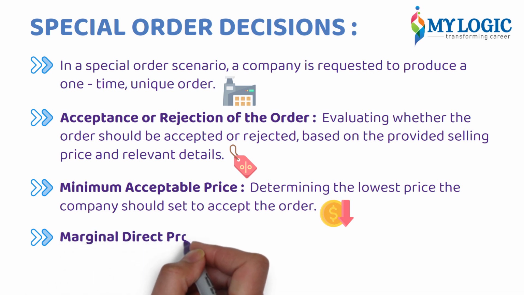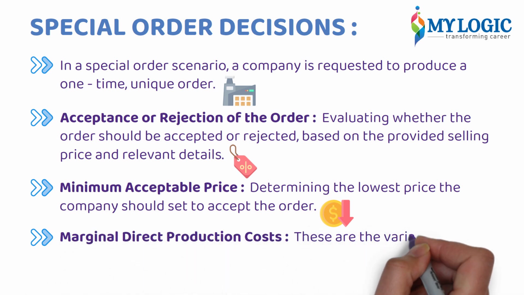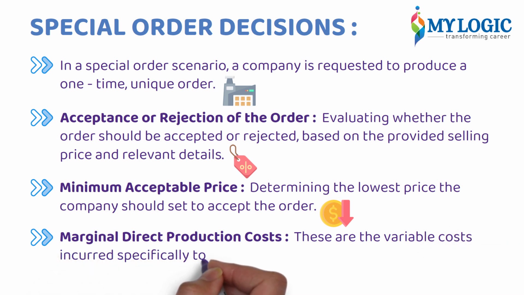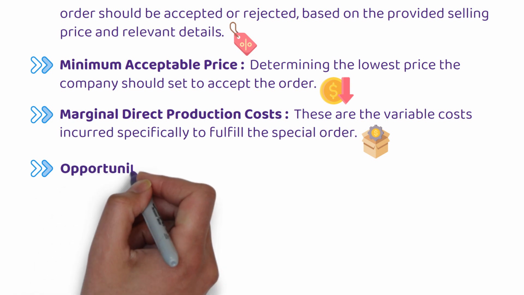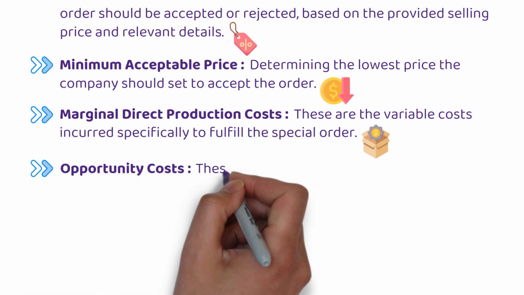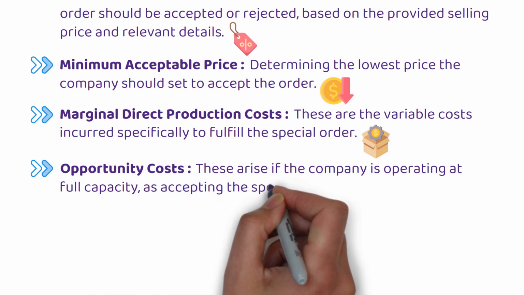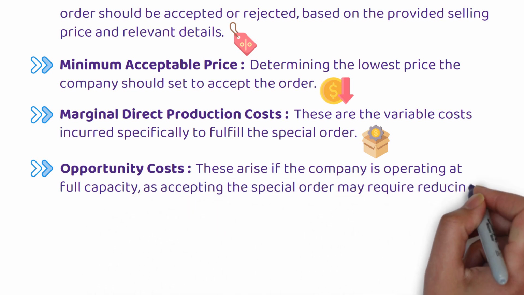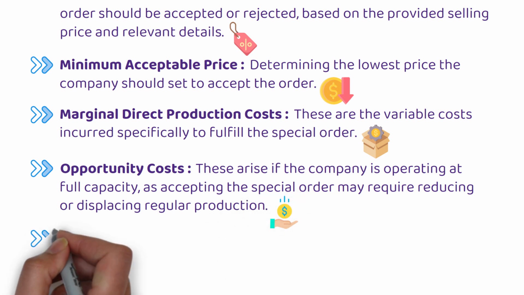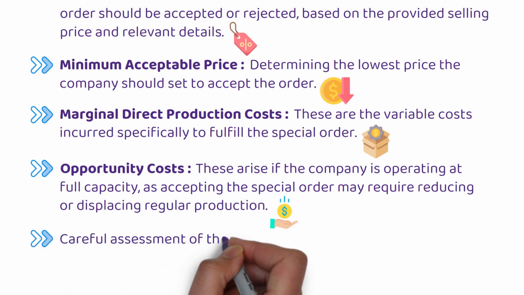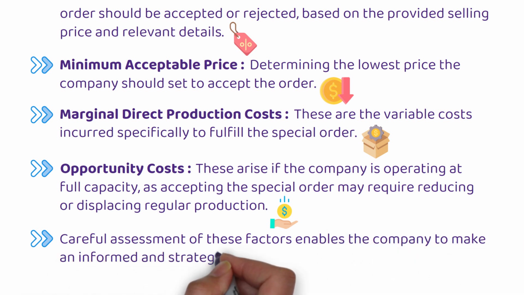Marginal direct production costs. These are the variable costs incurred specifically to fulfill the special order. Opportunity costs. These arise if the company is operating at full capacity, as accepting the special order may require reducing or displacing regular production. Careful assessment of these factors enables the company to make an informed and strategic decision.